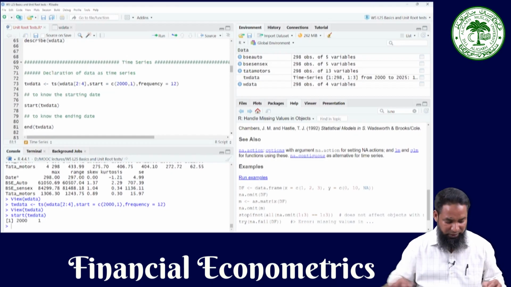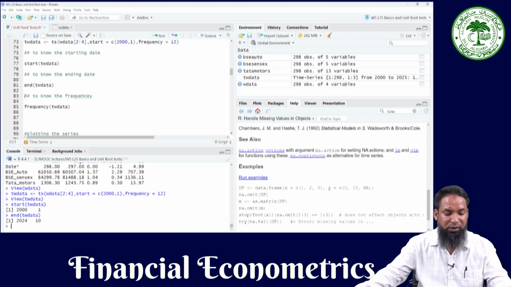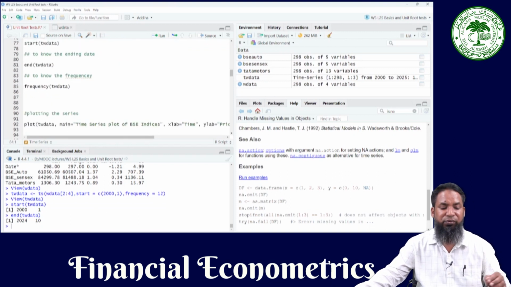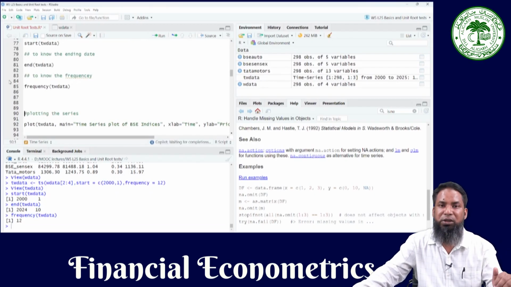Similarly, we can observe the end date. Here we have the end date, which is the 10th month of 2024. Then what is the frequency of this? We can use the frequency function, and here we can see 12. Because it is monthly data, it shows the frequency is 12.